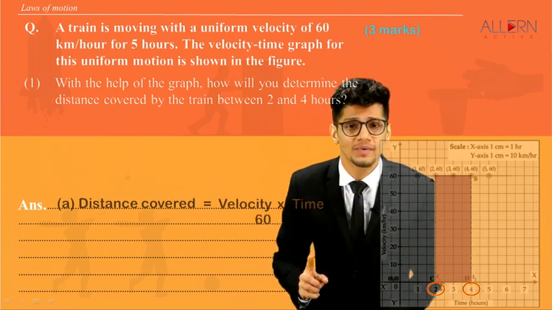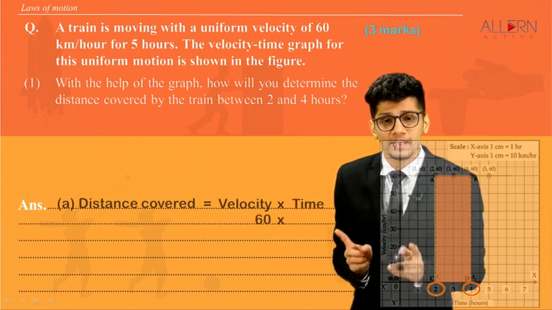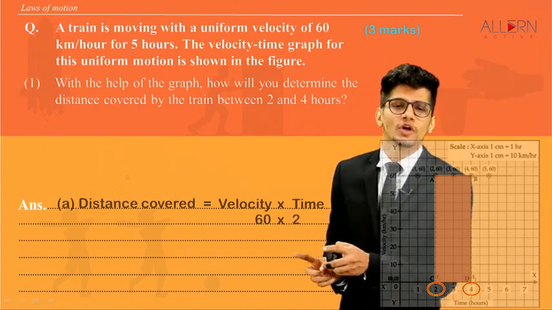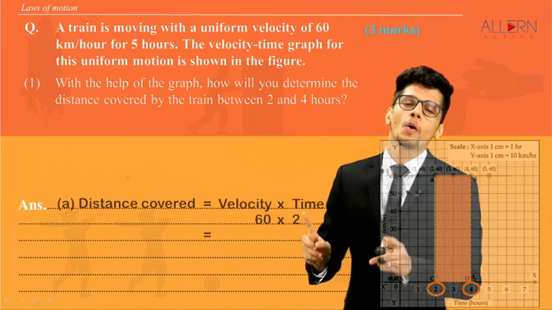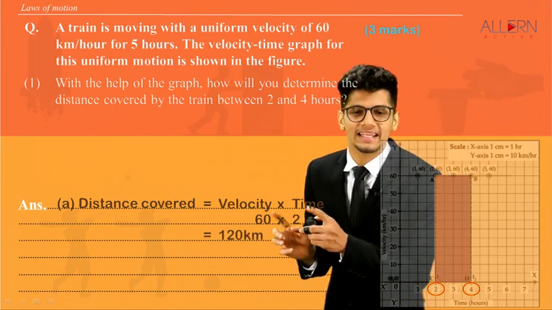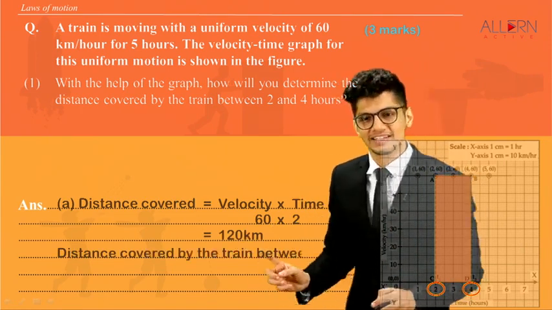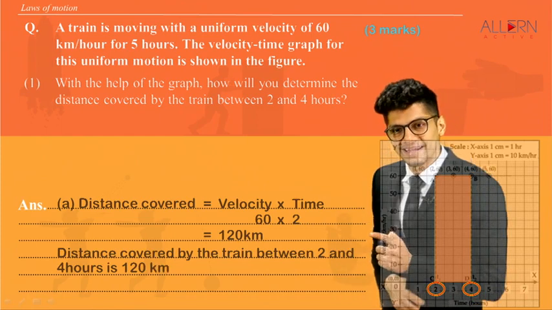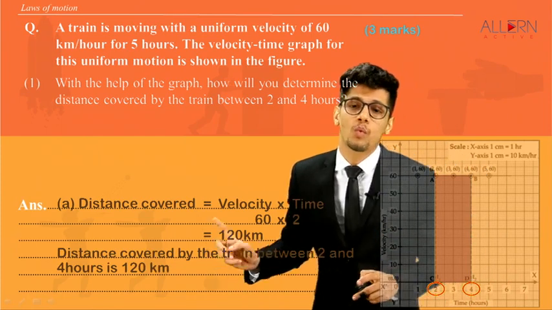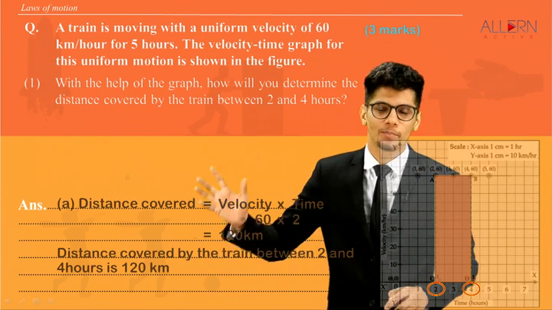So how much is the velocity? It is 60, and time is 4 minus 2, which is actually 2. So 60 into 2 becomes 120 kilometers. So distance covered by the train between second and the fourth hour is 120 kilometers.